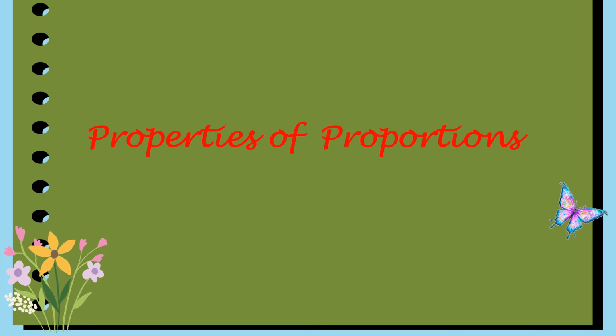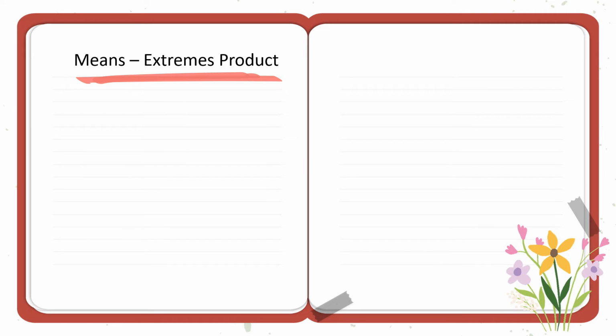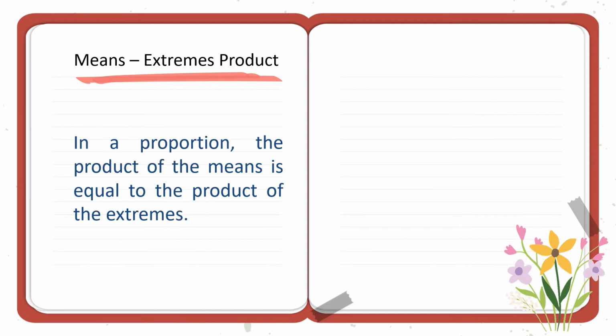In geometry, proportions are very useful in solving problems involving lengths of segments. It is often necessary to rewrite a proportion into its equivalent form, and this can be done by using the properties of proportions. Now let's take a look at each property of proportions. The first one is the means extremes product. In a proportion, the product of the means is equal to the product of the extremes.